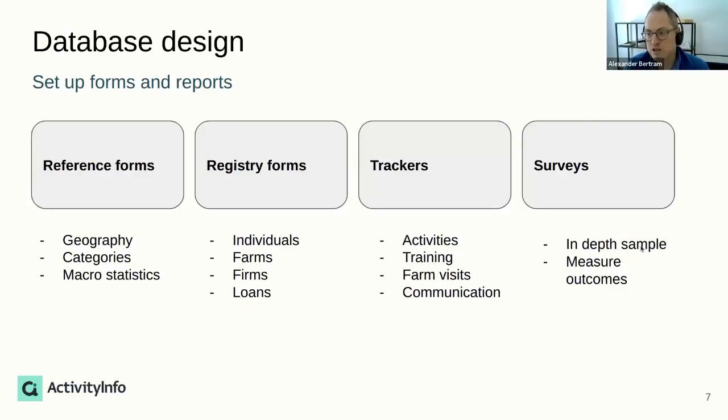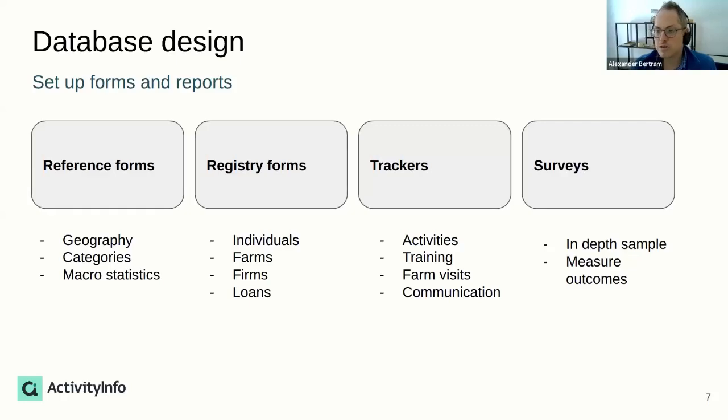So that is something, an in-depth sample, measure outcomes, but we're also collecting information in our trackers on different activities, on training events, on our outputs, right? Our farm visits, communication that we're doing, and linking both the surveys and the trackers back to the registration information, right? When we register participants in our program, we have a lot of valuable information about them. And when it comes to doing the surveys, we don't want to have to collect all that information again.